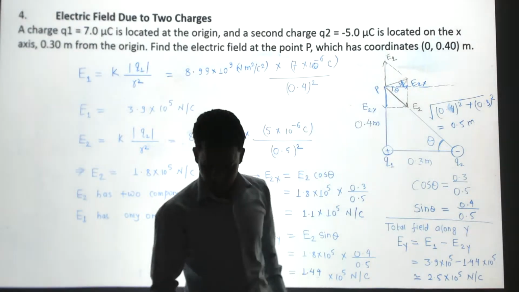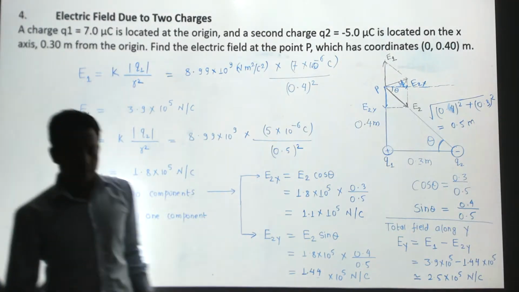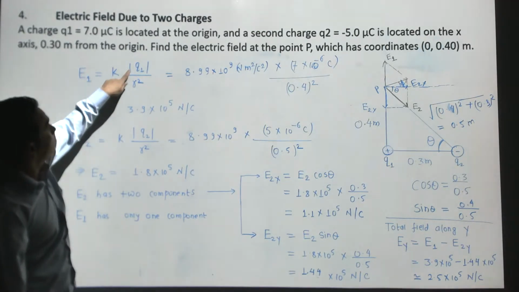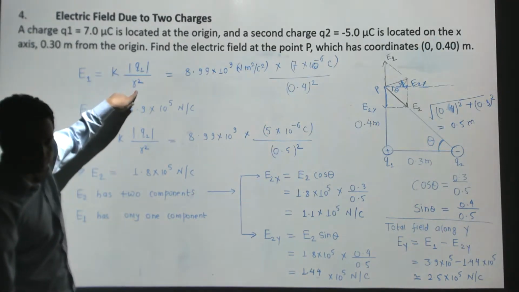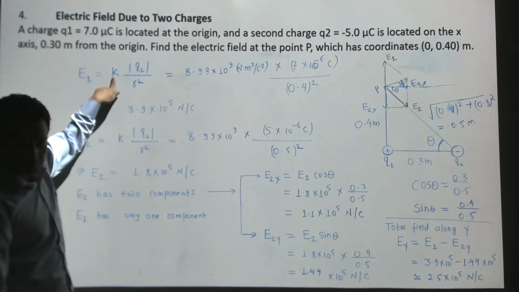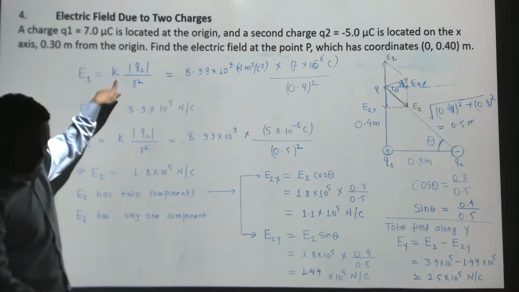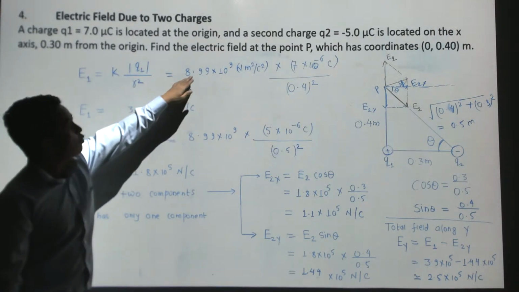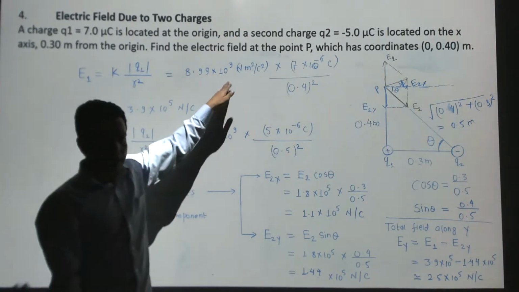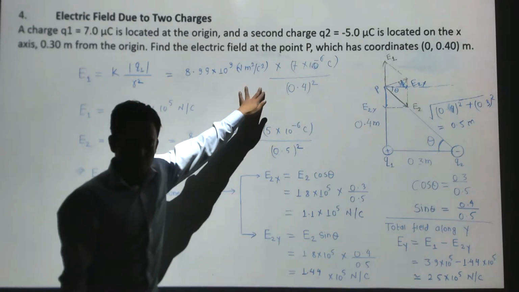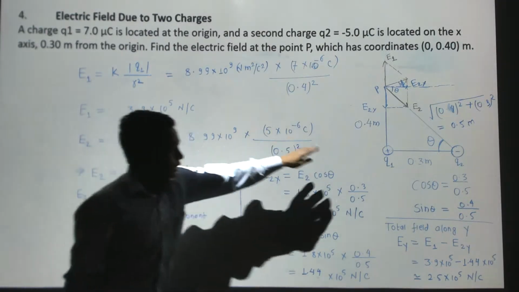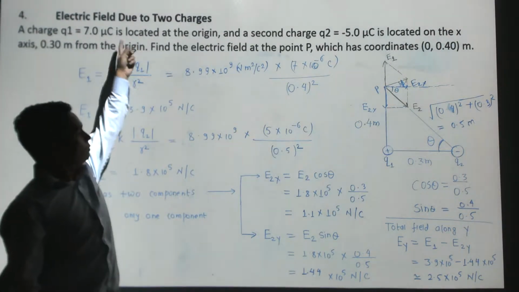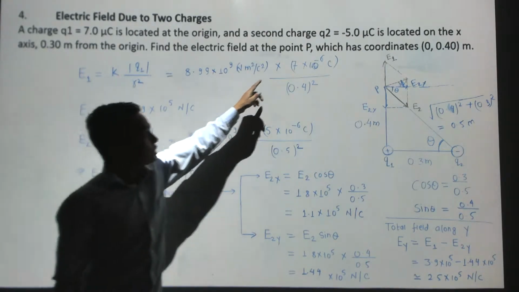Let's do that. How am I going to find the electric field? The electric field is given by E = K times charge over R squared, and K is a constant. This value is given in any book. The magnitude of K is 8.99 times 10 to the 9 Newton meter squared over Coulomb squared. And this charge Q1 is the magnitude of the charge, given right here, 7 microcoulomb. Then just plug in this value, 7 microcoulomb.